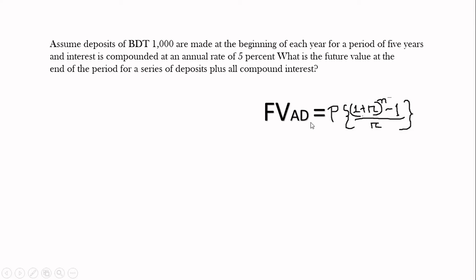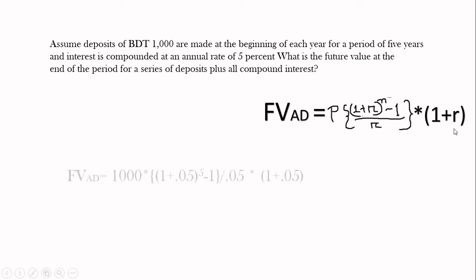Like ordinary annuity, the annuity due formula is similar: P into (1 plus r) to the power n minus 1, divided by r, but the only addition is multiplying by (1 plus r) because it's an annuity due. Otherwise the formulas are very similar, right? The first portion is very similar for ordinary annuity and annuity due. The only addition is multiplying by 1 plus r.